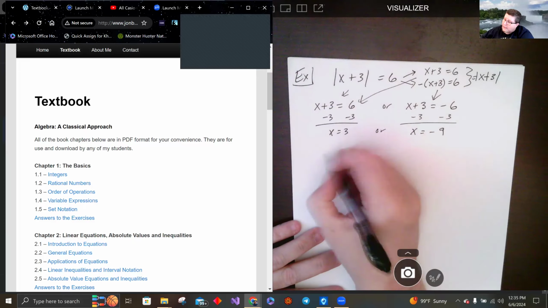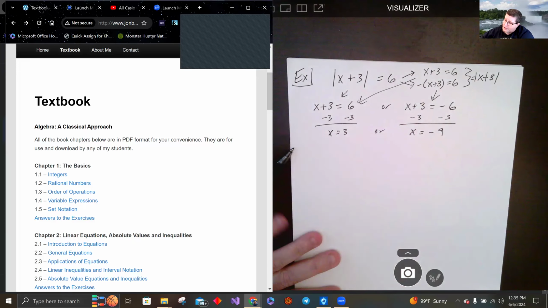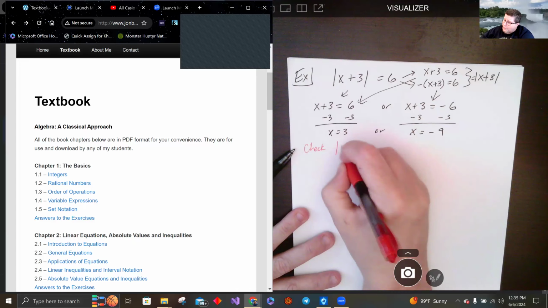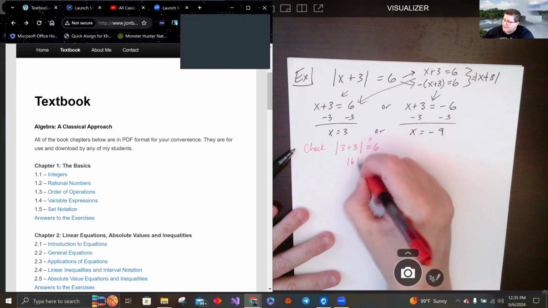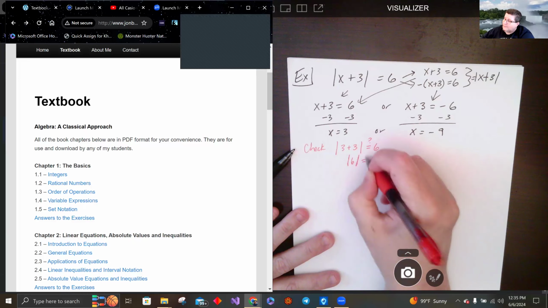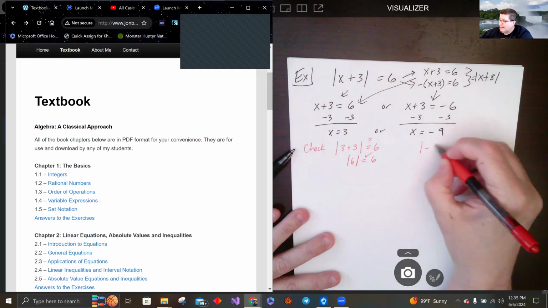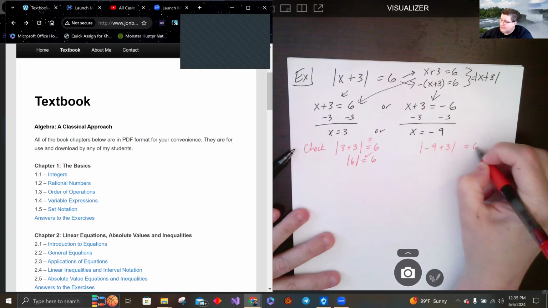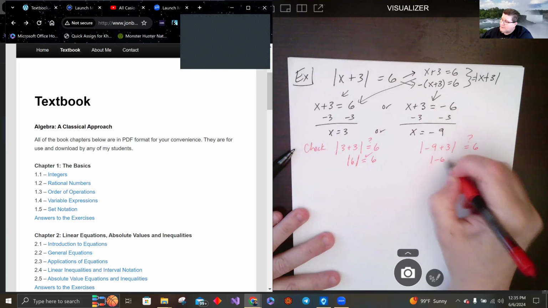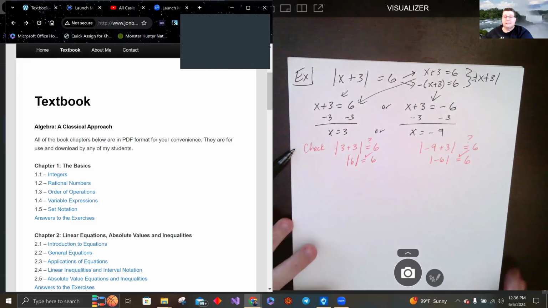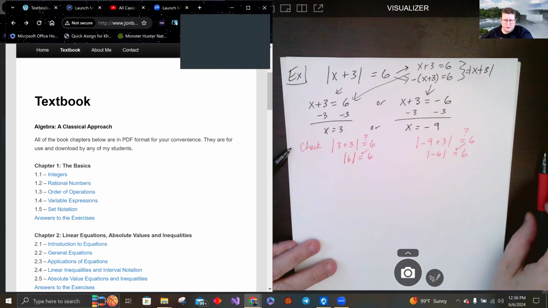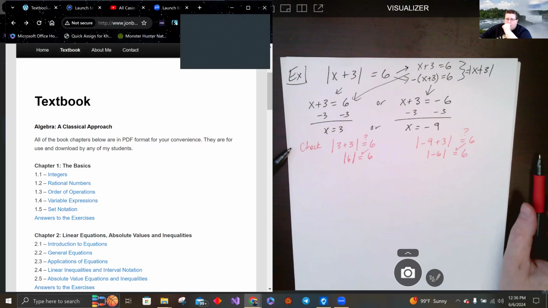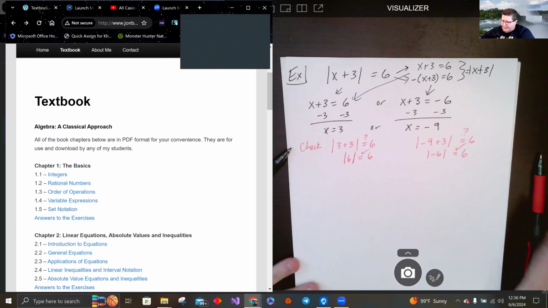And we could check our work. If I stick in 3 into the original equation, 3 plus 3, absolute value, does that equal 6? Absolute value of 6 does equal 6. If I stick in negative 9 plus 3, does that equal 6? The absolute value of negative 6 does equal 6. Remember, the shortcut of doing the absolute value is just make the inside positive. We talked about that in chapter 1, I think.